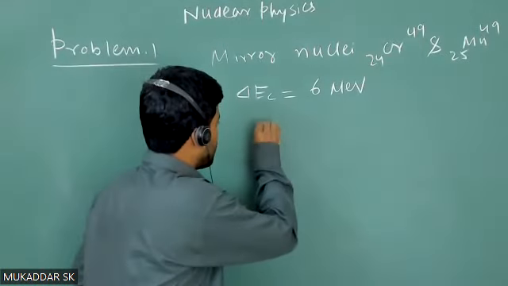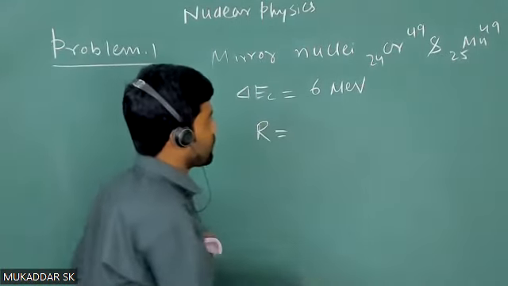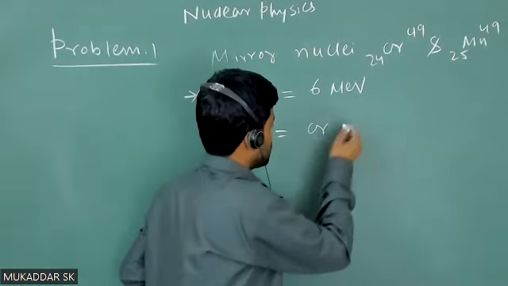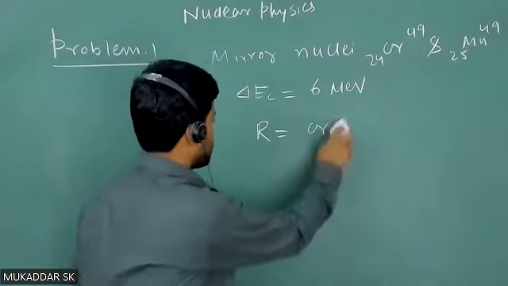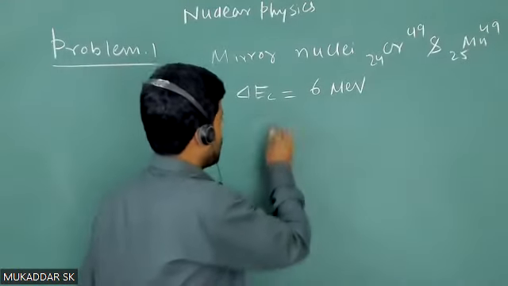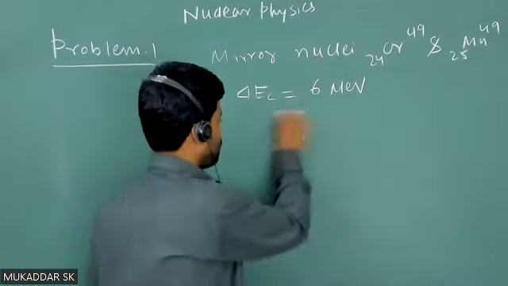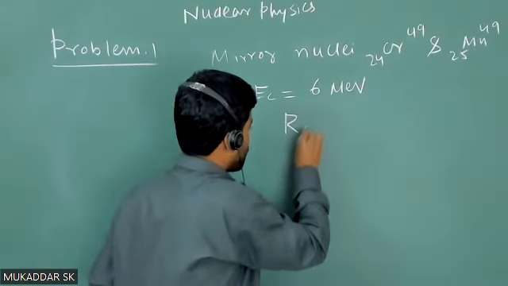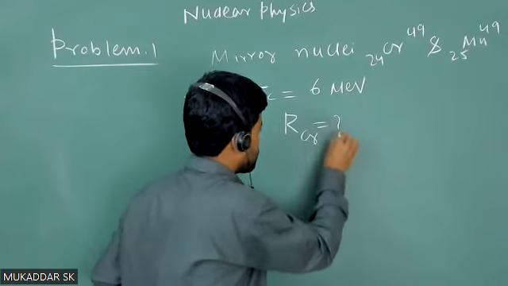You have to calculate the radius of the chromium nucleus, right? Or I can say, better I'll use this symbol, that you have to calculate the radius of the chromium nucleus. That is how much.